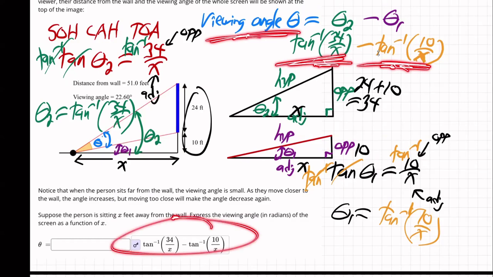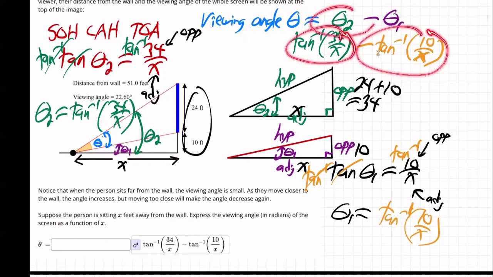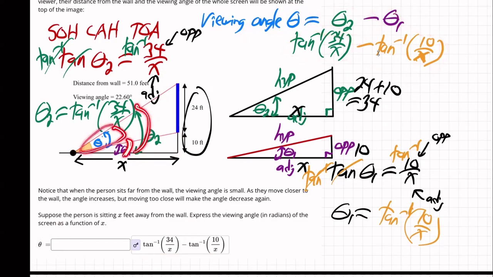So then on another problem, we'll say, okay, now that you know that's the angle, it depends on where you're sitting, how far away you're sitting. That tells you your viewing angle. It's the inverse tangent of 34 over x minus the inverse tangent of 10 over x. That gets you theta 2 minus theta 1. Theta 2, take away theta 1, gives you your viewing angle. So now on another problem, we say, okay, now maximize that. We want the biggest viewing angle possible. Find the x value that'll do that.